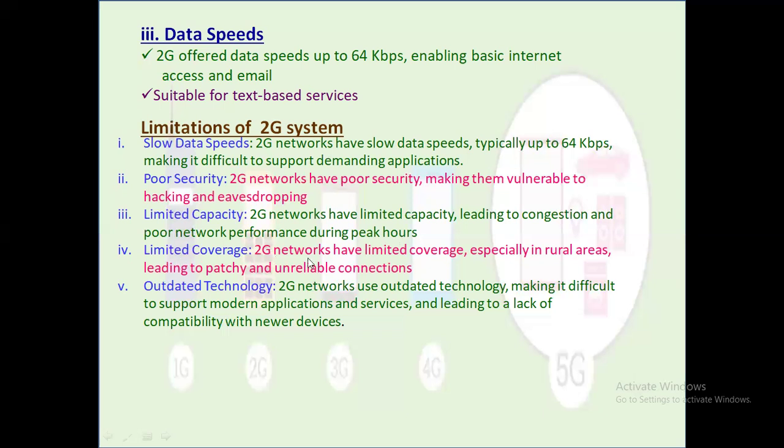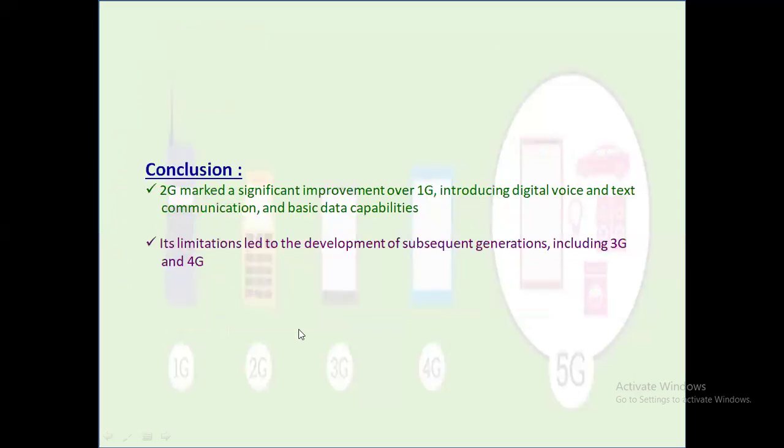And limited coverage. The 2G network has limited coverage, especially in rural areas, leading to patchy and unreliable connections. And it is outdated technology. The 2G network uses outdated technology, making it difficult to support modern applications and services, and leading to a lack of compatibility with the new devices.